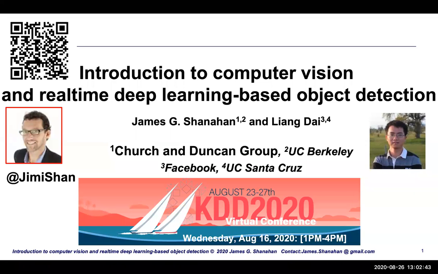Now, my name is Jimmy Shanahan, and I'm based in San Francisco. I run a small consultancy here in data science and artificial intelligence, do a lot of work in traditional data science applications, as well as AI computer vision applications. And I also teach at UC Berkeley. Liang Dai has helped me out with some of the content here today, and he's a research engineer at Facebook.